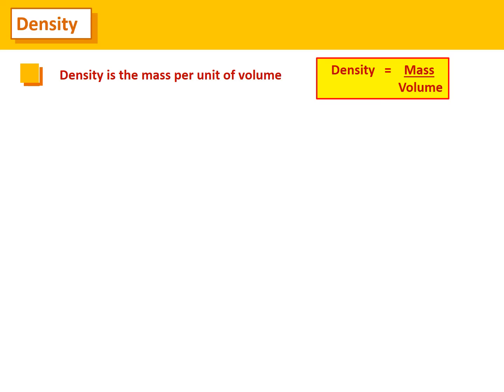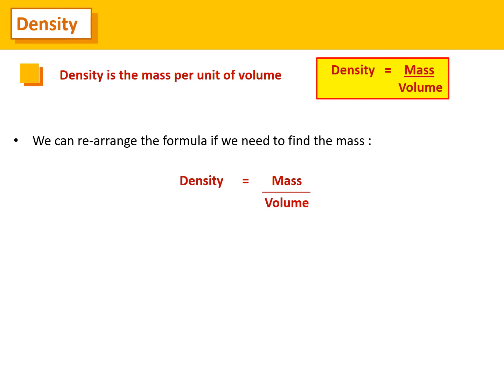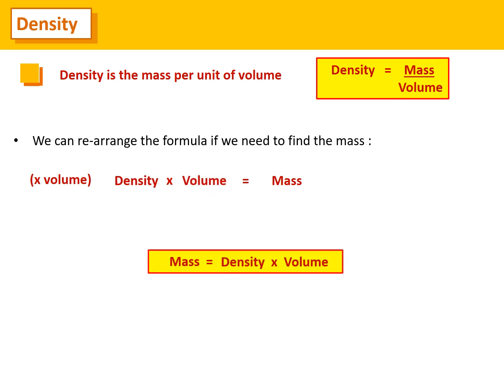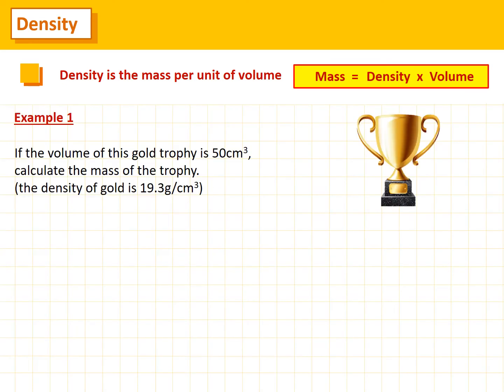We have density equals mass divided by volume, but what if you wanted to find the mass of an object? Well, we can rearrange the formula to find the mass. If we multiply both sides by volume, we end up with mass equals density times volume, and that's exactly what we're going to be using in the next example.